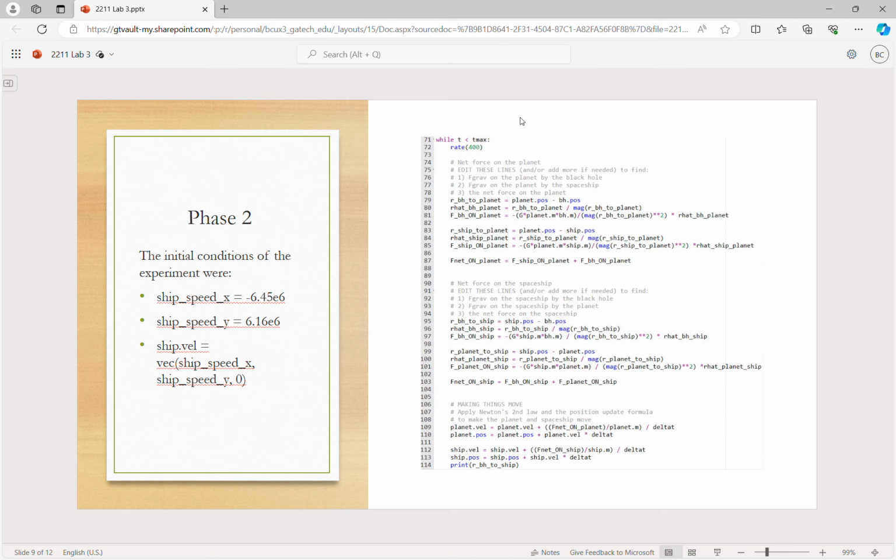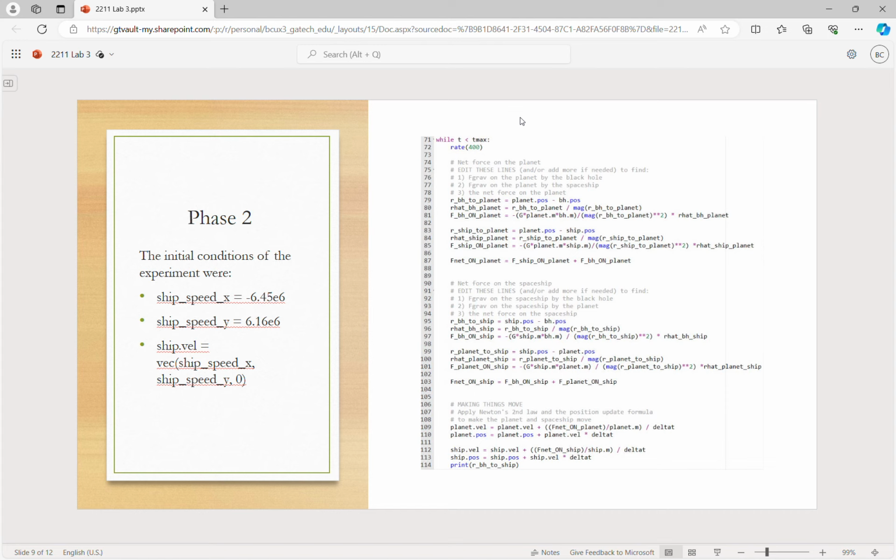And then phase 2 right here, which is more important and heavy on the code side. We found that the initial conditions were going to be negative 6.45 e to the 6th, 6.16 e to the 6th. You can see some of the math that we did, some of the manipulating of the formulas. And in the last 3 lines of code, you can see exactly how we got our initial position.